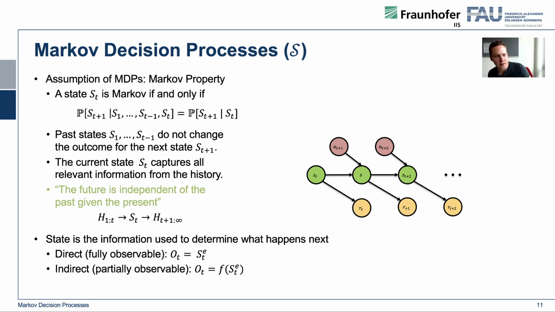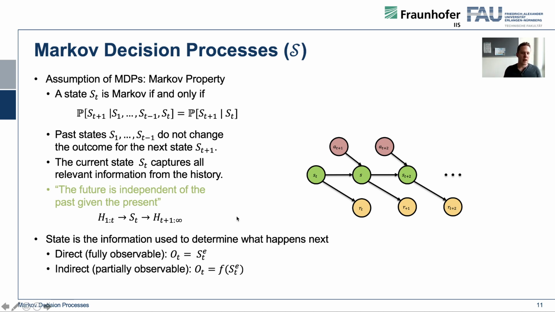There's a nice sentence that also captures this, saying that the future is independent of the past given the present. So if we know a certain state, so a certain history leads us to a certain state S_t, everything that happens from here is just depending on this current state. It is completely irrelevant where we have been before.